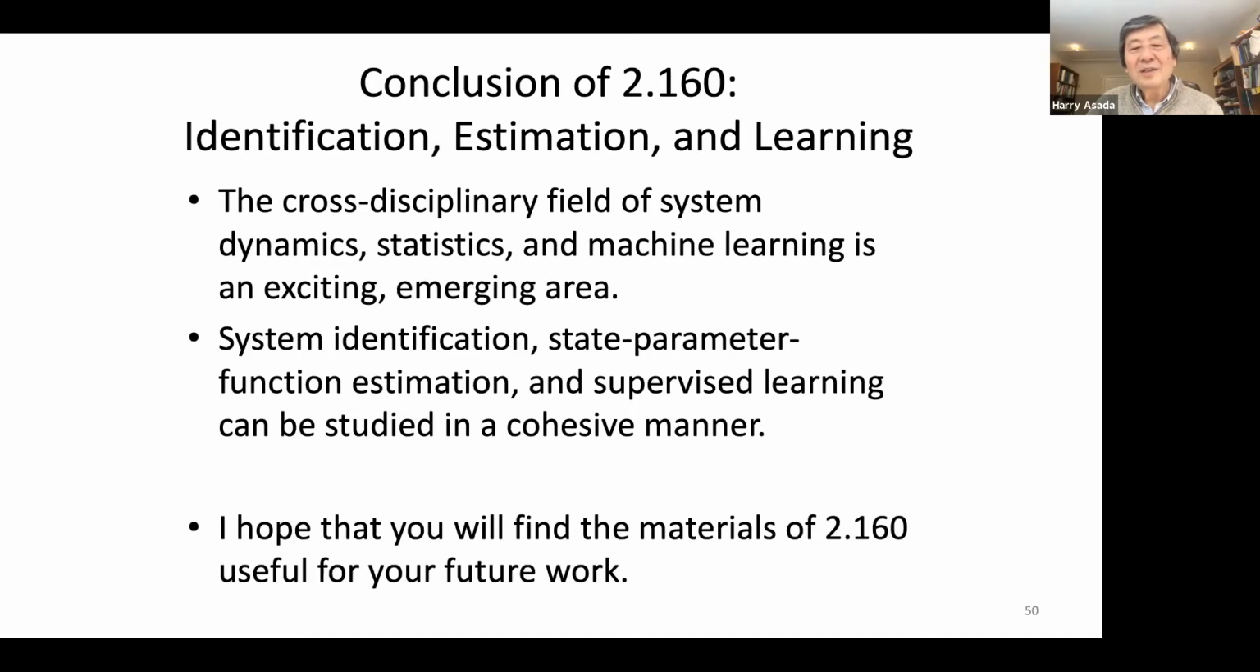In particular, statistics, dynamic systems, and machine learning, this area is very, very fast growing. And maybe looking at the following 10, 15, or 20 years, this may be the major part of pushing things forward. So system identification, state and parameter functional estimation, and supervised learning, we call them differently, but they can be studied in a cohesive manner. This is another way of stating cross-disciplinary studies. So in 2160, we try to put them together in a cohesive manner.